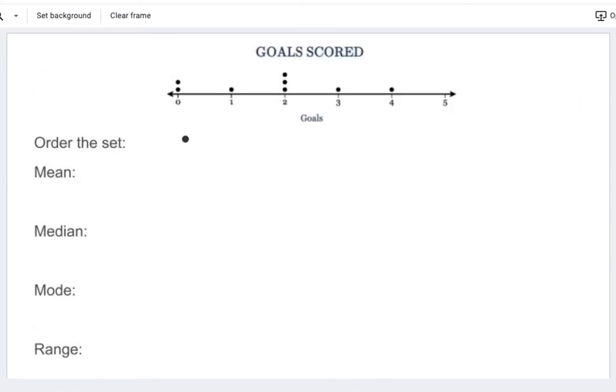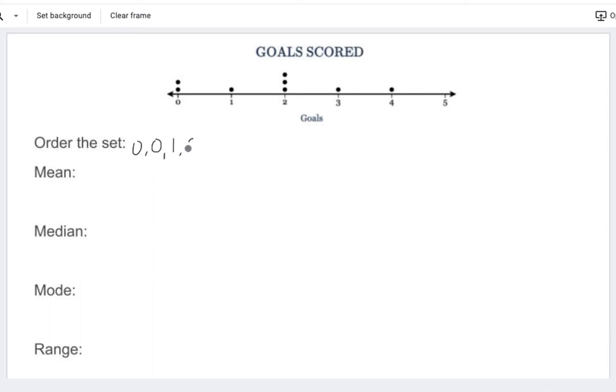Now here we have what is called a dot plot. So we have a number line on the bottom, and then the dots represent how many times that number shows up. So this is the graph of the number of goals the team scored. So we have 2 dots over 0. So that means 0 happened twice. We have 1 dot over 1. So they scored 1 run 1 time.